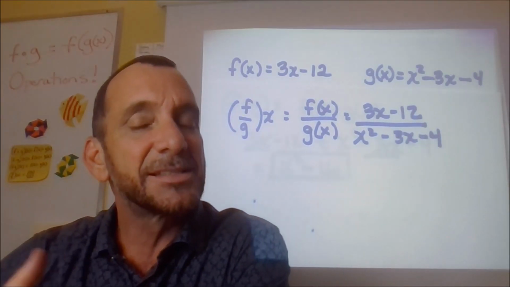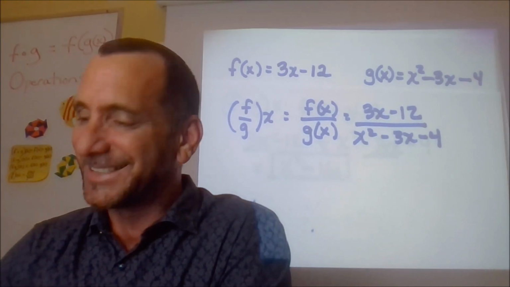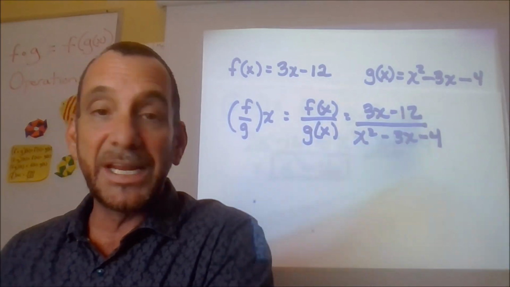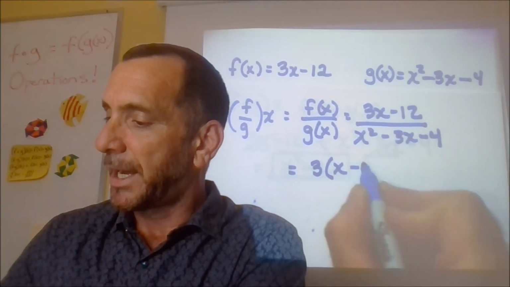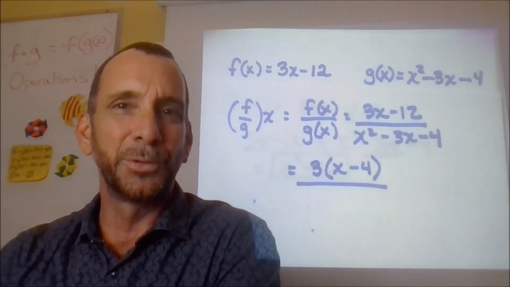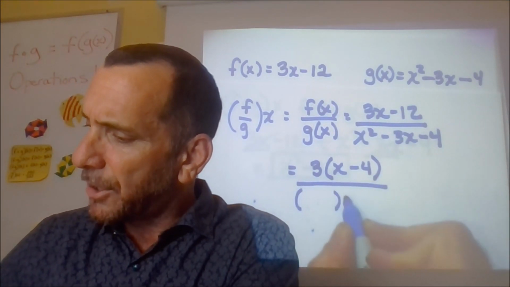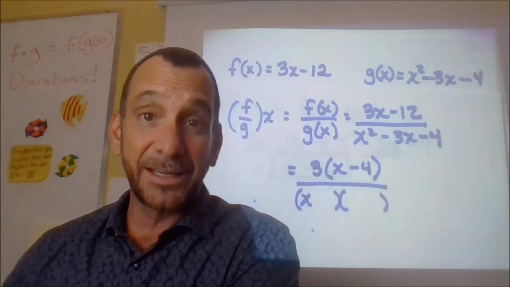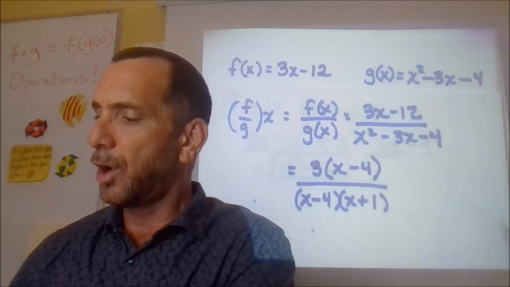Let's factor these and see if there's any of the factors that we can cancel with the numerator and denominator. So let's do it. 3, greatest common factor. I can pull a 3 out of both of those expressions, and that gives me 3 times x minus 4 in the numerator. All I did was factor the numerator. And now let's factor that denominator. We don't want to be scared of that trinomial. We got what multiplies to get a negative 4 and adds to get a negative 3. That would be x minus 4 times x plus 1.